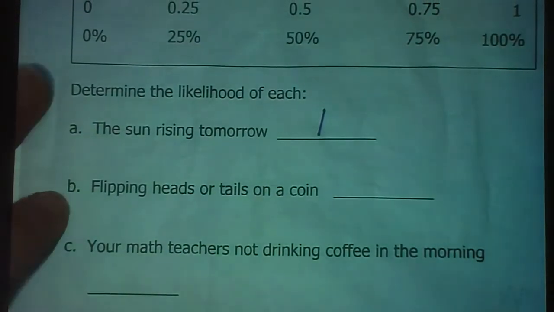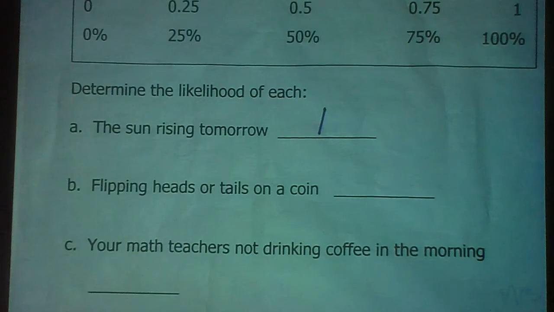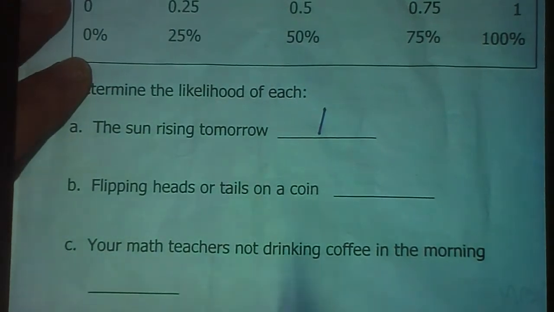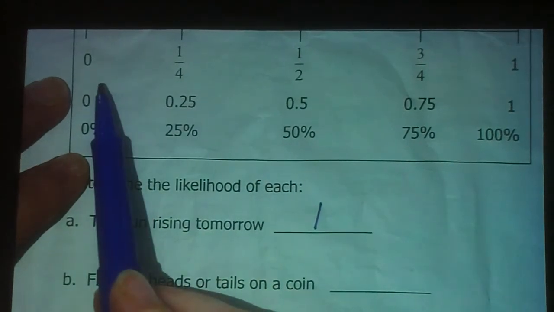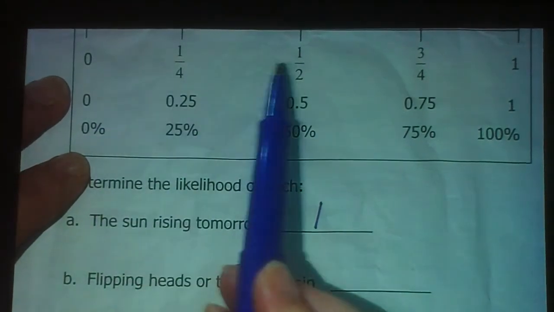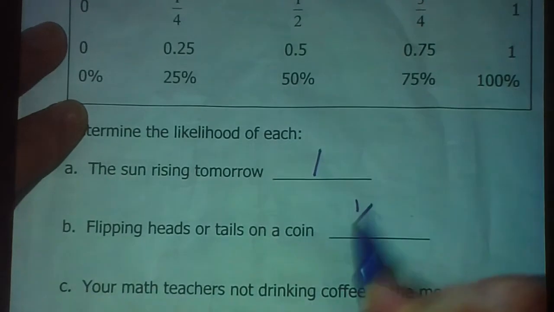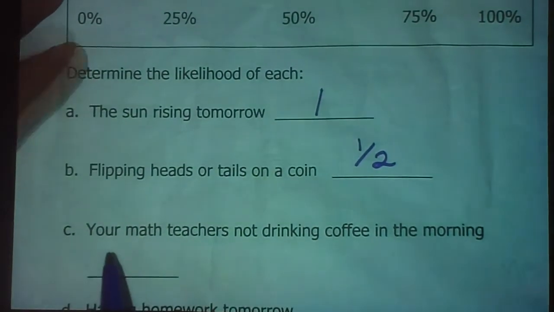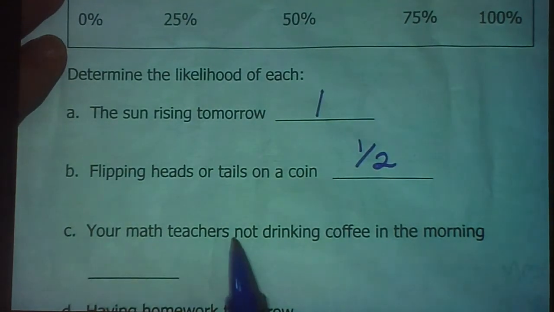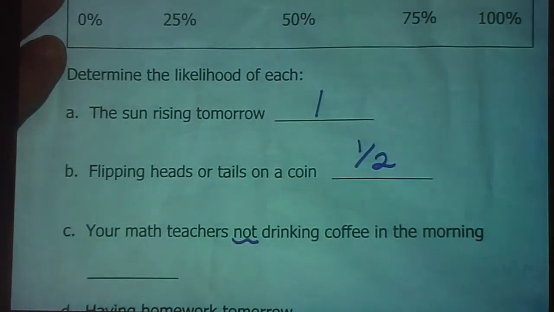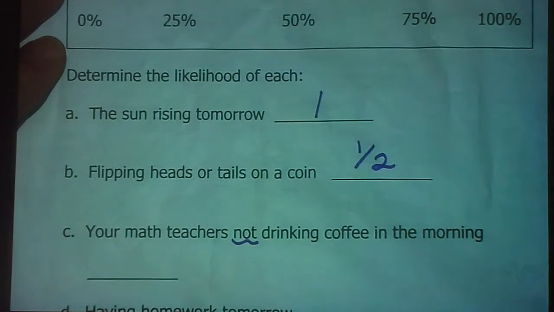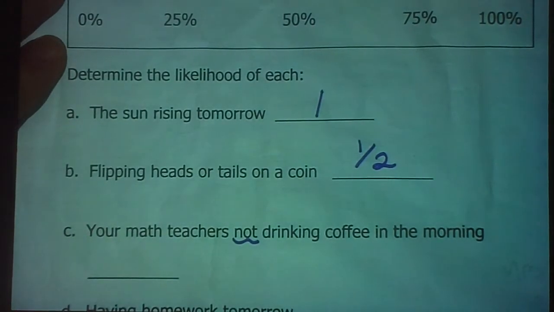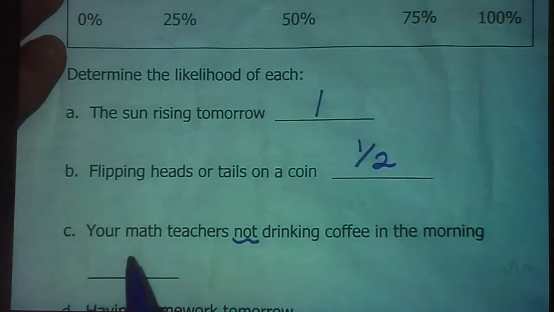Flipping a heads or a tails on a coin. I just said this one. You've got an equal chance of doing both, so we're going to use the 1/2. Notice I'm not using percentages. I'm using one of these numbers: 0, 1/4, 1/2, 3/4. So this one is 1/2. What is the likelihood of your math teacher not drinking coffee in the morning? Never going to happen. Never going to happen that we're not drinking coffee. 0 chance.